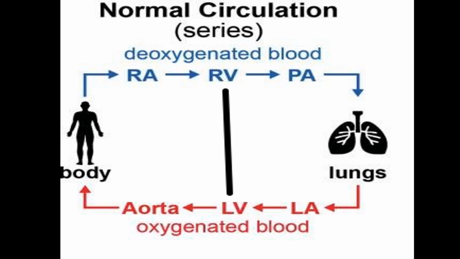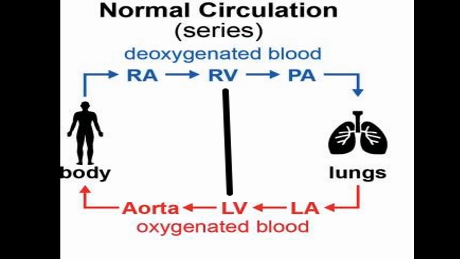So in most cases, because the pulmonary vascular resistance is lower than the systemic vascular resistance, more blood will choose the easy way to go to the lung, and in that case the pulmonary blood flow will be higher than the systemic blood flow, and the QP-QS ratio will be more than 1.